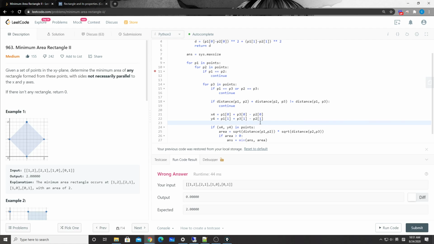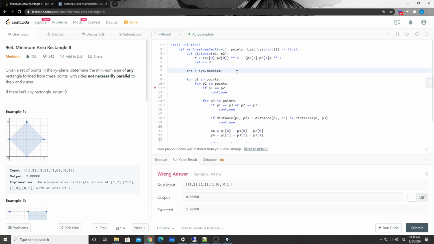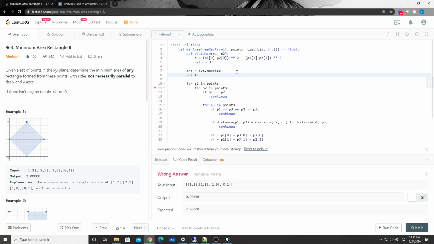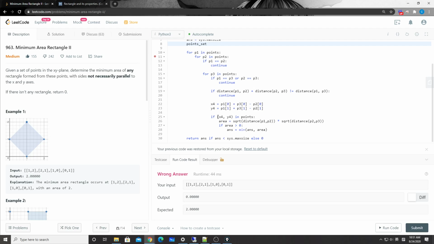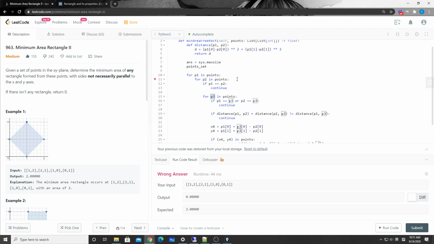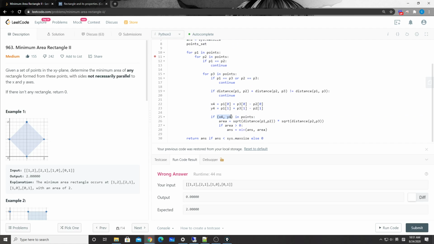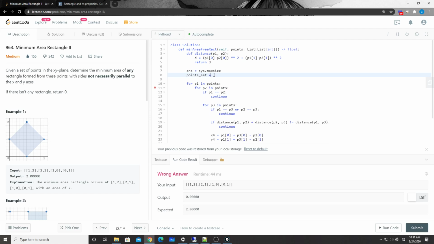Yeah, I think I know what went wrong. Here I'm using a set, but the points here are a list, not a set. So we have to convert this points list to a point set. Not only can we use this set, but also when we are looking up the fourth point, we don't have to scan the whole list. Since we're converting to a set, it's going to be O(1), so we improve our runtime here.